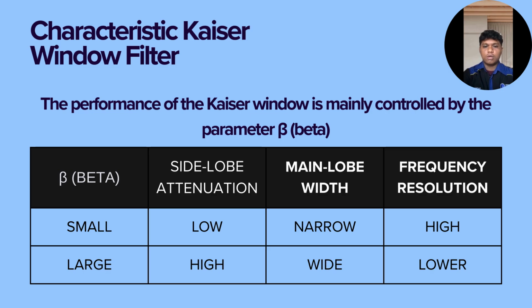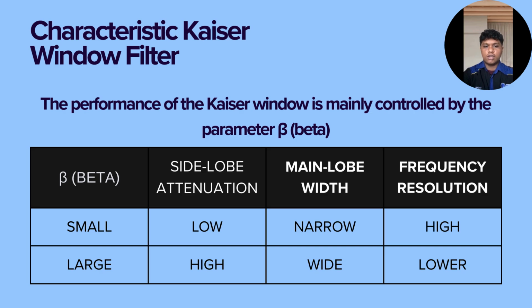Now I will present about the Kaiser window, which is a widely used windowing technique in digital signal processing. So for the characteristic of Kaiser window, the Kaiser window is unique because it has a flexible parameter called beta. Beta allows us to control three important characteristics of the window.